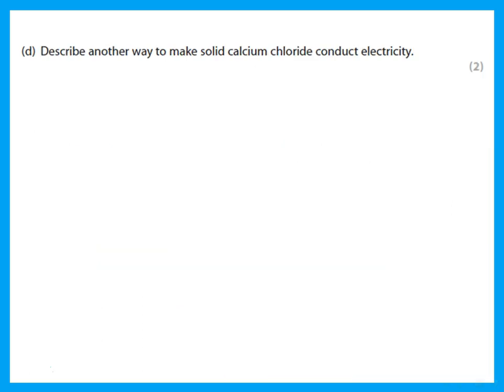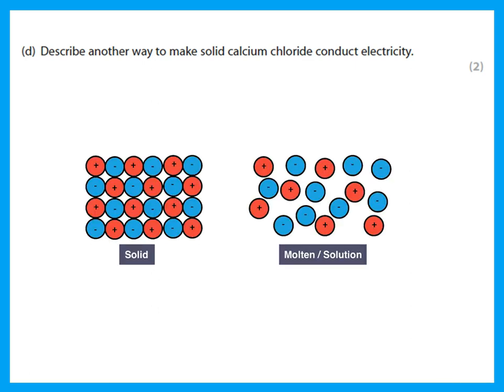Describe another way to make solid calcium chloride conduct electricity. Remember that calcium chloride is ionic. As a solid, ionic compounds would not conduct electricity. And if we say why, because the ions are fixed in a 3-dimensional crystal lattice, so they're not able to move. But in order to conduct electricity, they have to be able to move. So either I dissolve it in water, as he did, to make a solution, or I heat it until it is molten. In that case, the ions will be free to move.